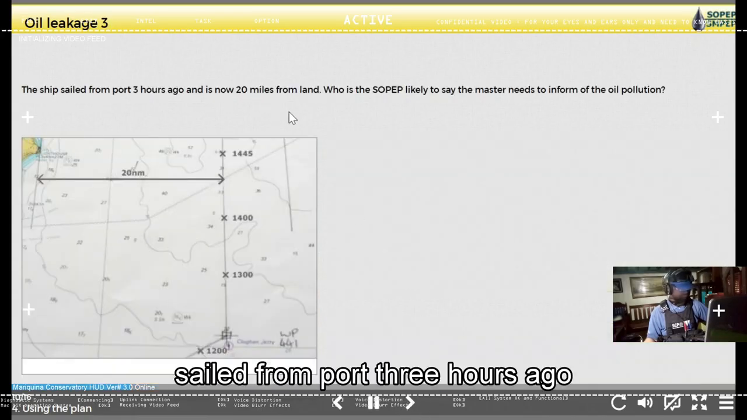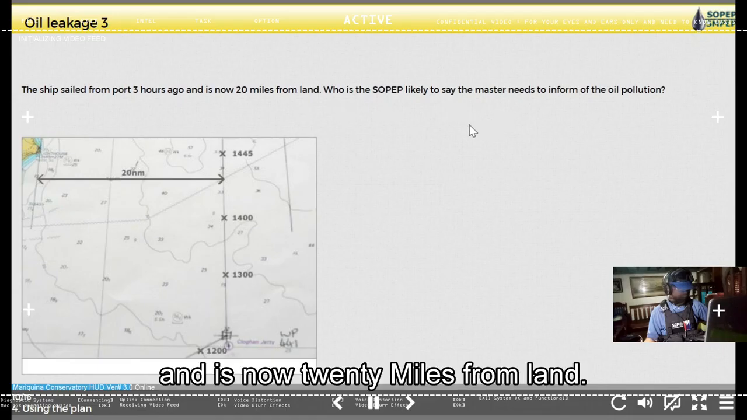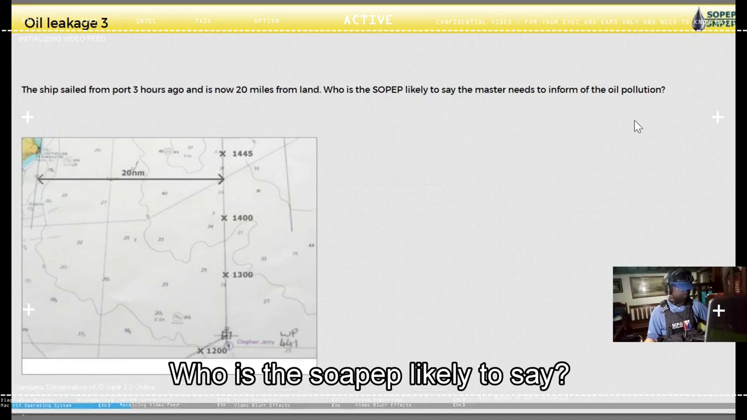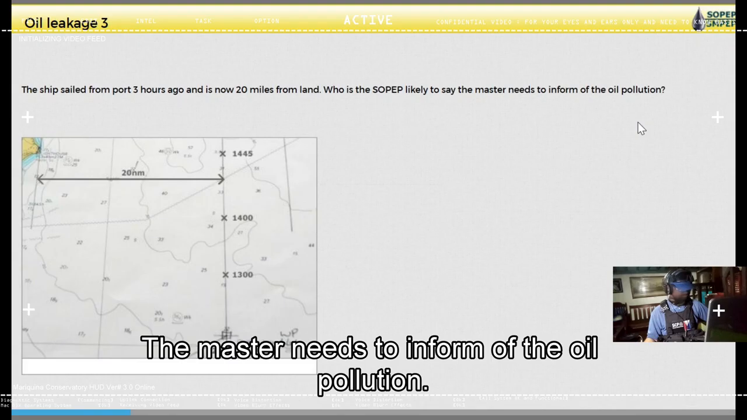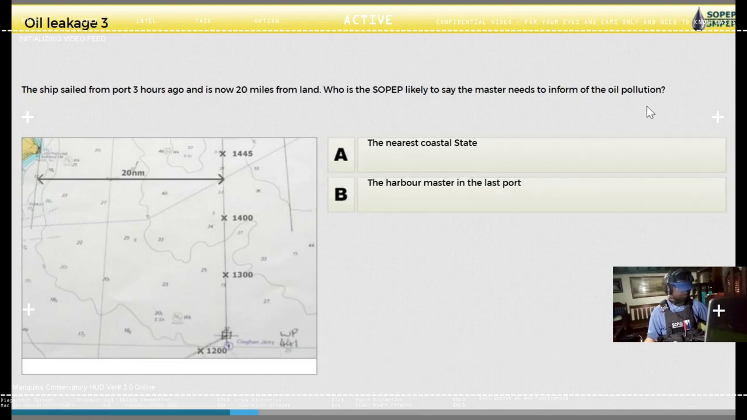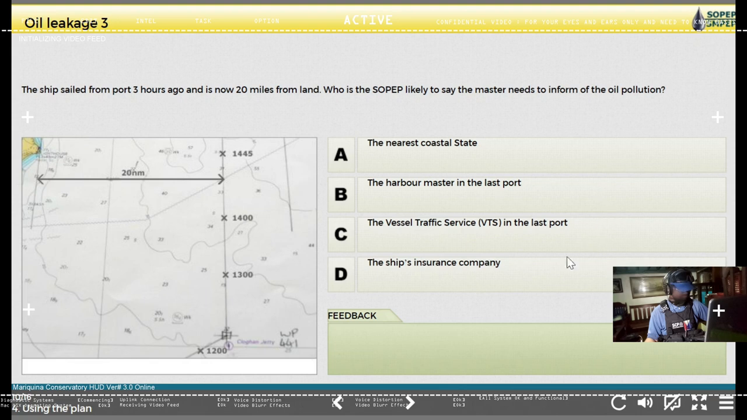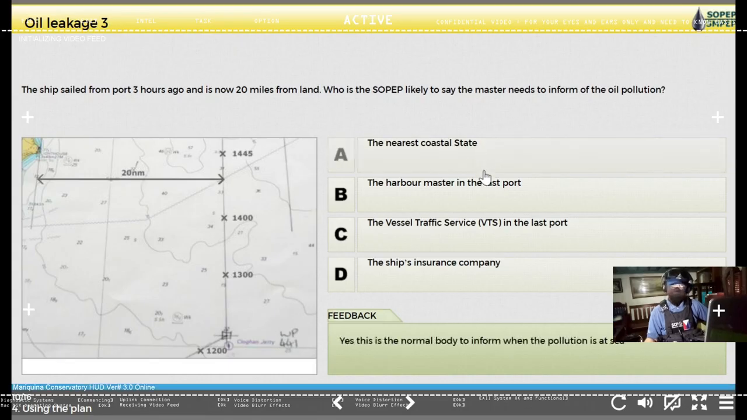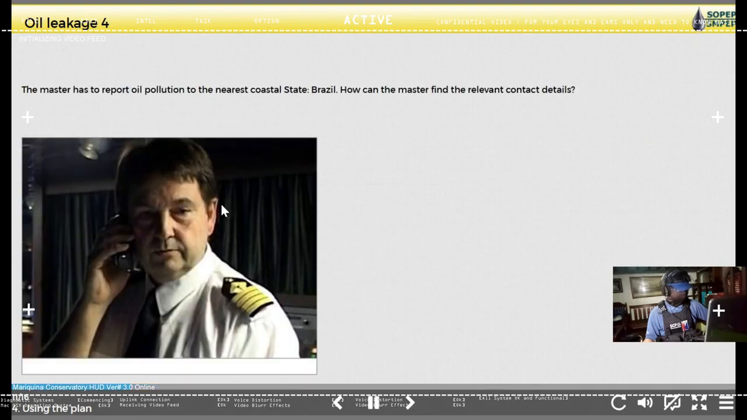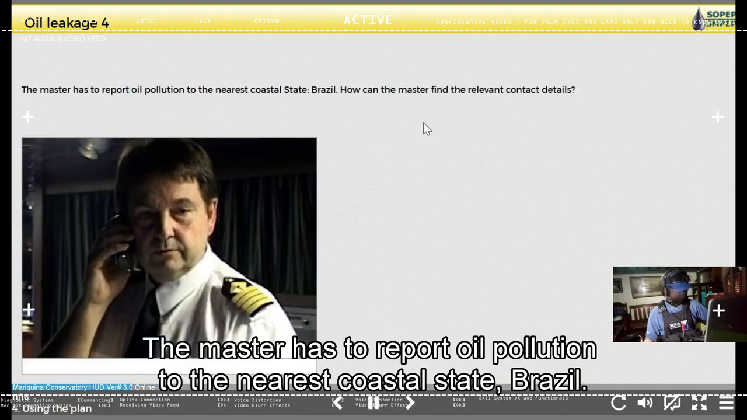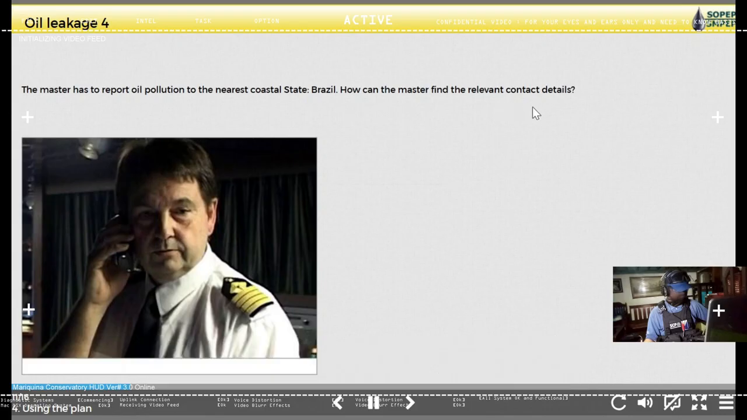The ship sailed from port 3 hours ago and is now 20 miles from land. Who is the SOPEP likely to say the master needs to inform of the oil pollution? It's either the VTS or the coastal state. This is only a lucky guess, but I think it's the coastal state. Oh, okay. Well, lucky me. The master has to report oil pollution to the nearest coastal state, Brazil.